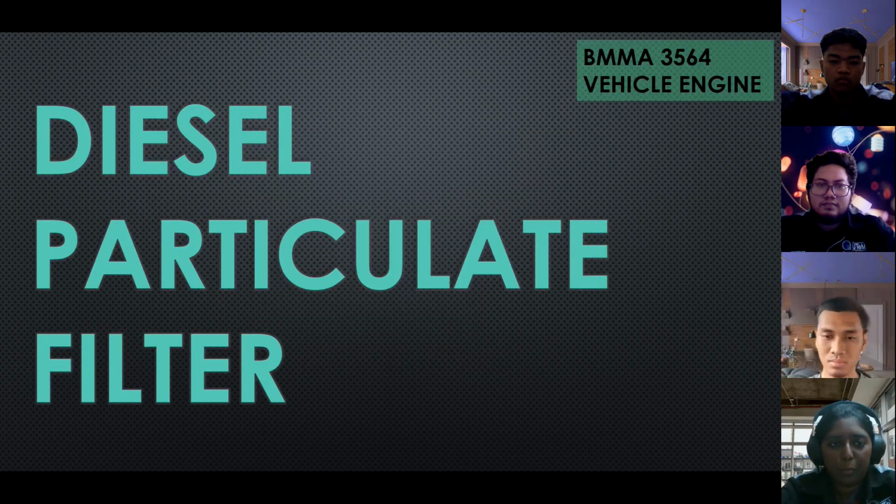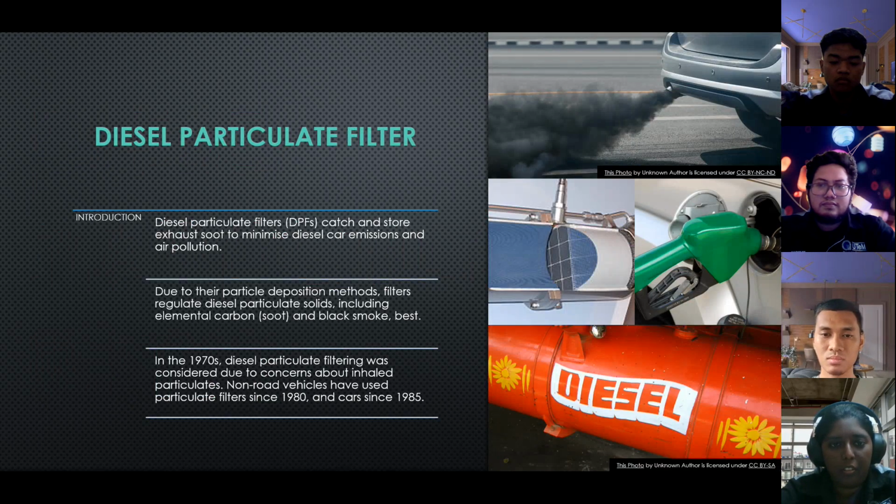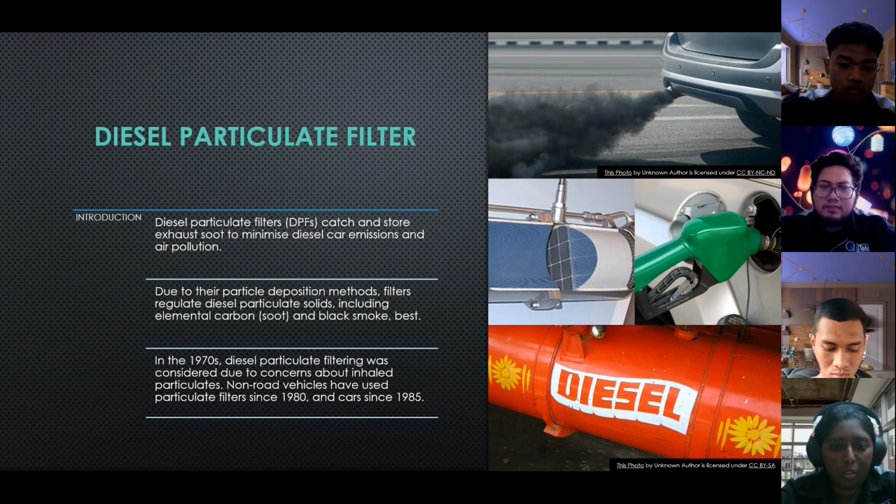Thank you. Today I'm going to explain the introduction of the diesel particulate filter, which is called DPF, and its function to catch and store exhaust soot to minimize diesel car emission and air pollution. Due to the particle deposition methods, the filter regulates diesel particulate solids, including elemental carbon, which is soot, and black smoke. In the 1970s, diesel particulate filtering was considered due to concerns about inhaled particulates. Non-road vehicles have used particulate filters since 1980 and cars since 1985.